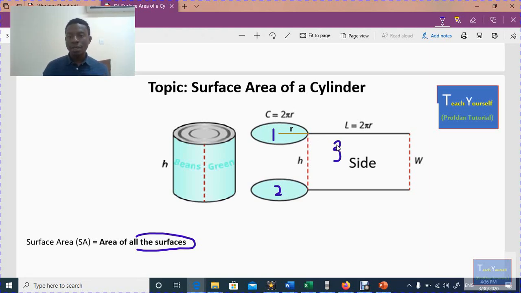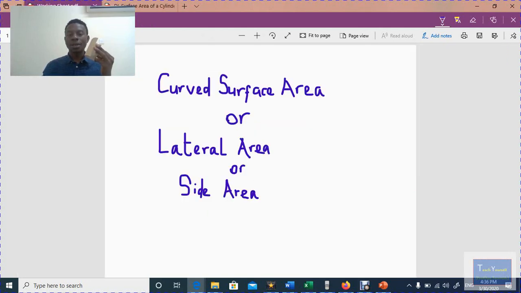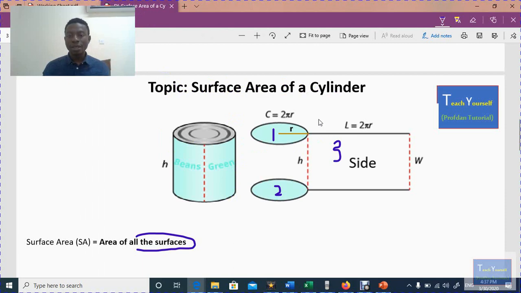First, note that this 3 is the rectangular part, and it is also referred to as the side of the cylinder, or some we call it lateral area. Okay, so it's referred to as the curved part, the curved surface, the lateral part, the lateral area, or the side area. So to find this side area, how do we do it?